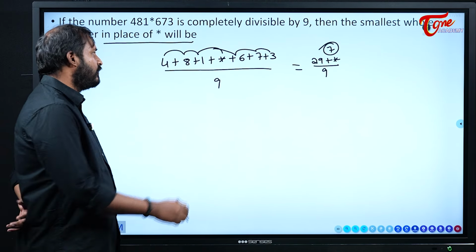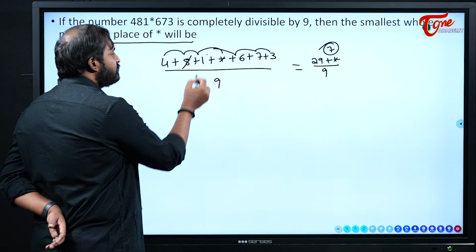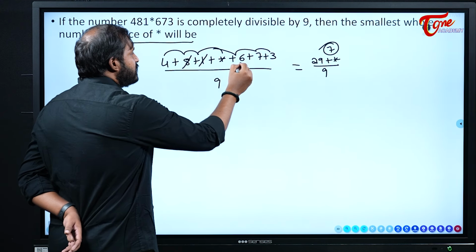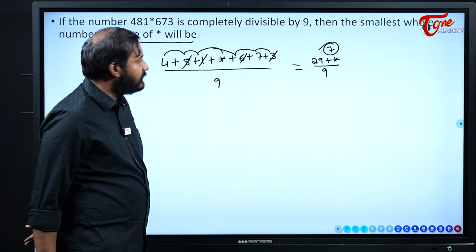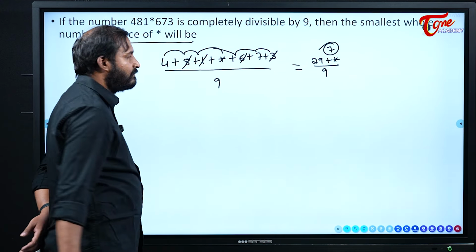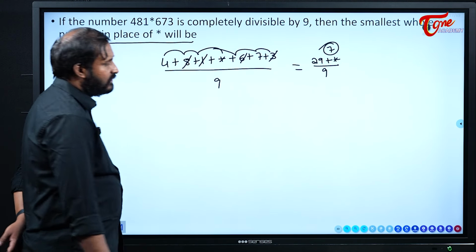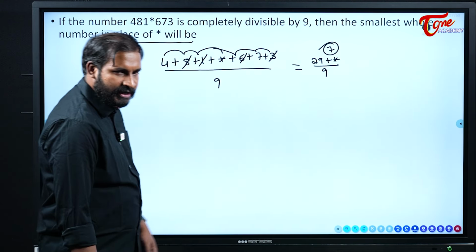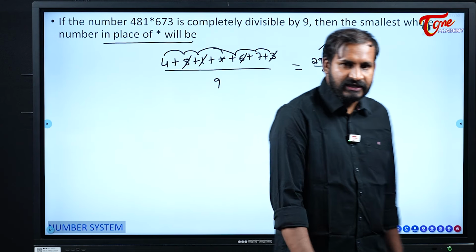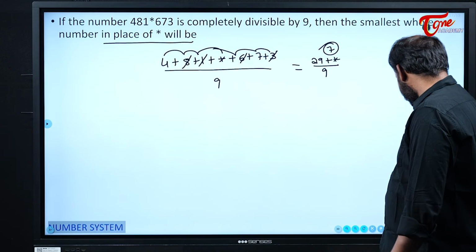Or else you can cancel the 9 sums also. 8 plus 1 is 9, so I can cancel that. 6 plus 3 is also 9, I can cancel that. I will be left with 7 plus 4, which means 11. 11 plus star should be divisible by 9, so star value becomes 7 here. Okay. Next.